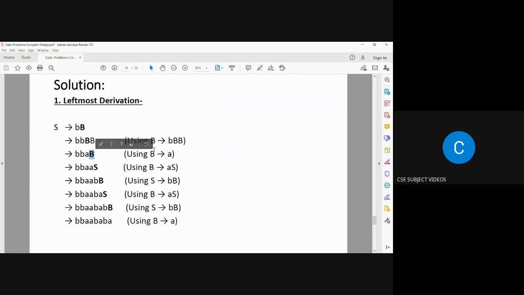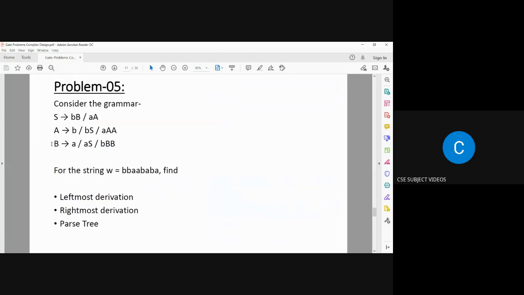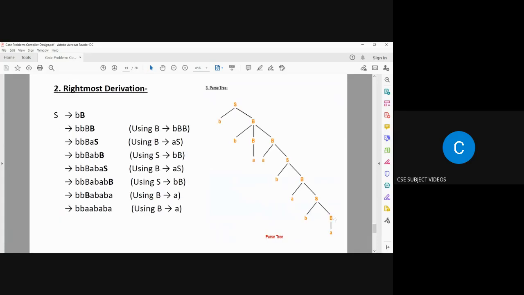Likewise, this B is replaced by A. This B is replaced by AS. This S is replaced by BP. In this non-terminal, again, this non-terminal is replaced by AS according to our third production. This S derives B and then non-terminal B. Again, at last, this B derives A according to production number 3. So B derives A.